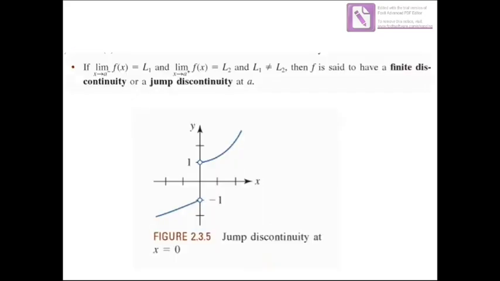The second type is called jump discontinuity or finite discontinuity. And this happens if the limit of f(x) when x approaches a from the left is equal L1 and the limit of f(x) when x approaches a from the right is equal L2, where L1 is not equal L2. So we call this one a finite discontinuity or jump discontinuity at a.